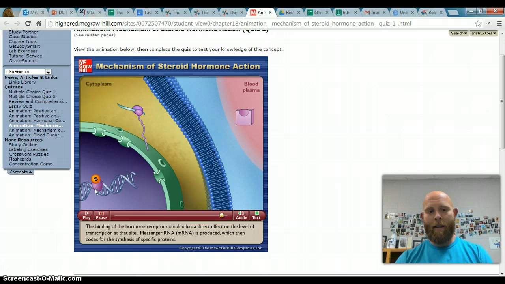copied because of this hormone. So that hormone came in, diffused across, went to the nucleus, it bound, whatever the correct form of that word would be, to that specific spot on the DNA and caused that section of instructions to be copied, sent out, and then used to build a protein.